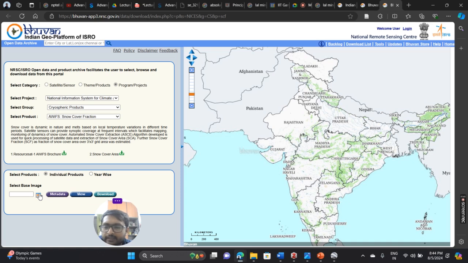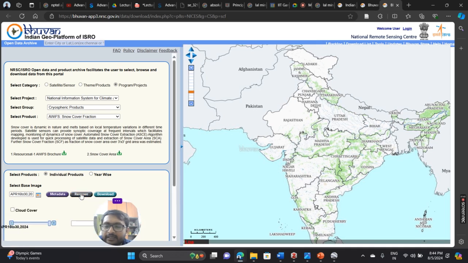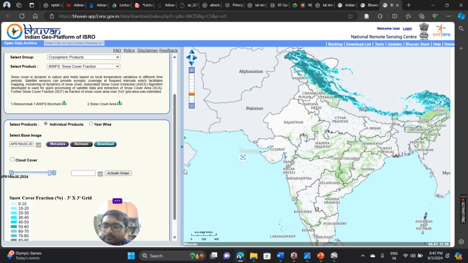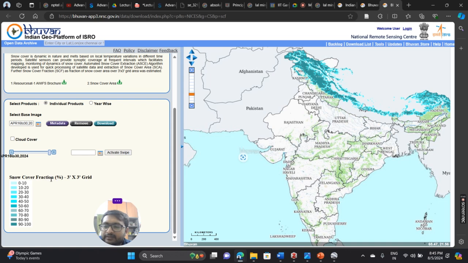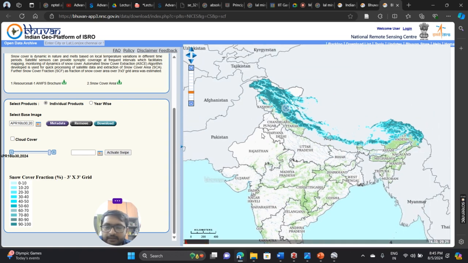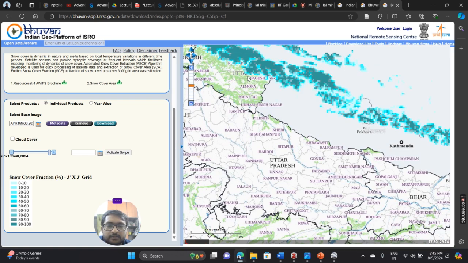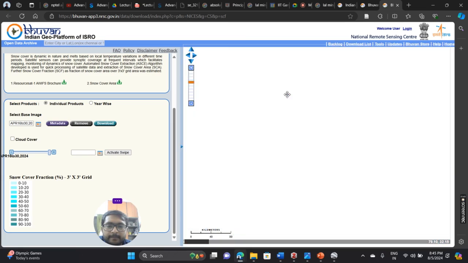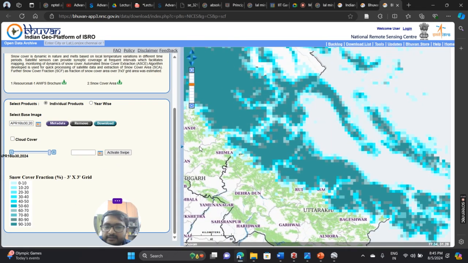Similarly, the map will come. You have to select the imagery. So this is available in quite recent periods, 2024 also it is available. You click on view data and you can see this legend, snow cover fraction. So we will just zoom a bit. So you can see how much snow is available at that particular area.